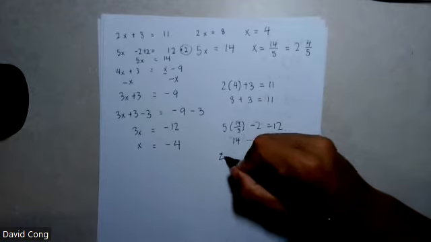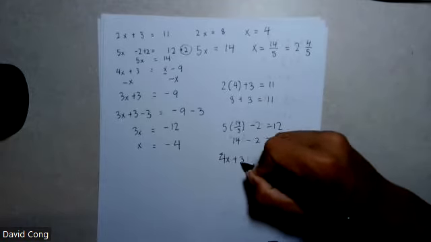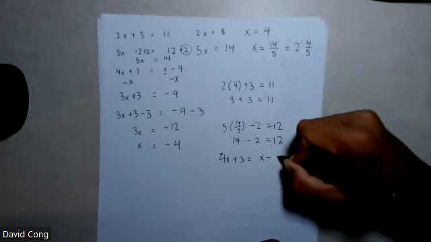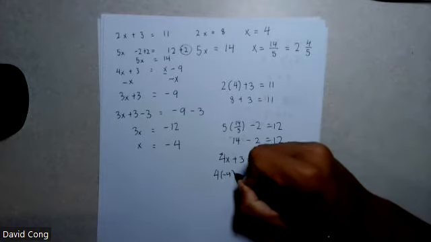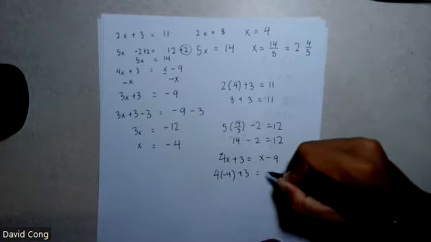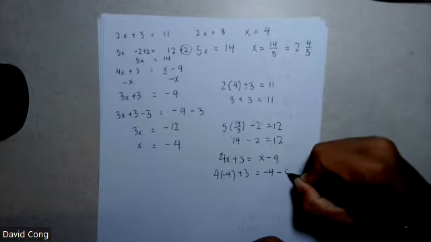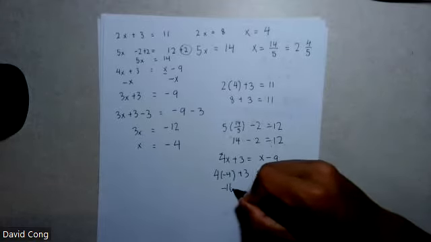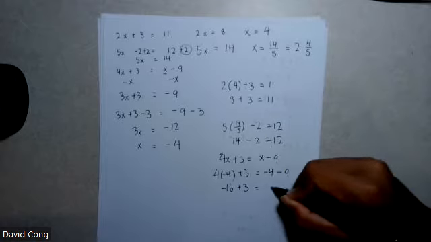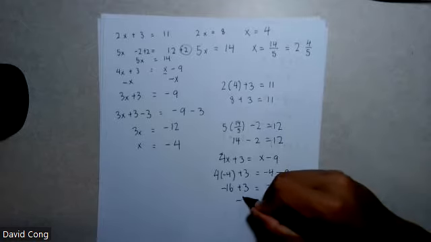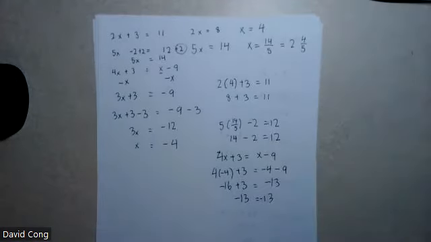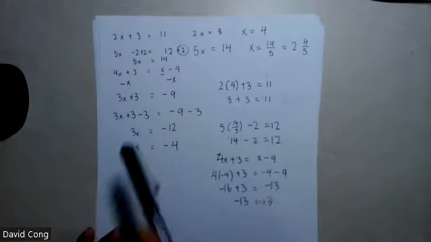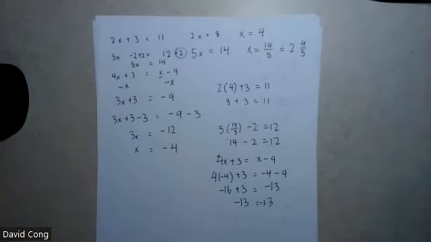Now let's check the last one. 4x plus 3 is equal to x minus 9. X is -4, so 4 times -4 plus 3 is equal to -4 minus 9. So -16 plus 3 is equal to -13, which is true. So every time you do a question and you're uncertain, you can always insert x back into the equation to see if you're correct.